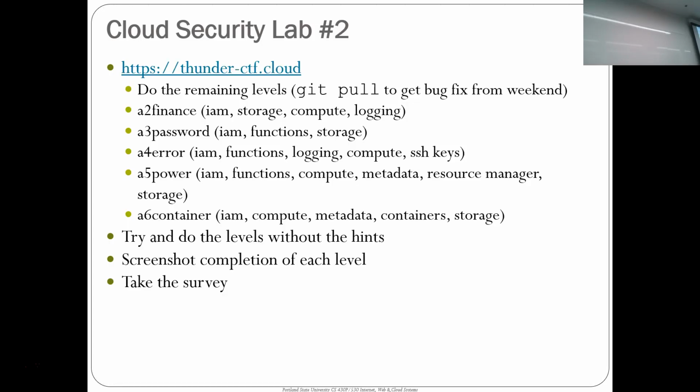The last thing is the Thunder CTF. I had you do the first one, A1 Open Bucket, so I want you to do the rest of them, A2 Finance down to A6 Container. I hope A6 Container still works, but this had the same vulnerability that I had you exploit in your proxy server that they closed the loop on, so this actually might not work all the way. So if you get to the point where you can't get the metadata, stop right there.